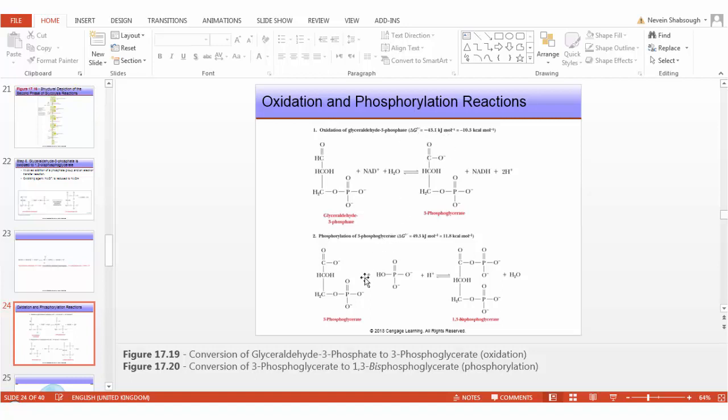And then the second step is phosphorylation of 3-phosphoglycerate, adding this to this to form 1,3-bisphosphoglycerate. So when you combine these two reactions together, you get the net reaction which you saw previously. And again, delta G naught prime can be added for the two reactions to get the final delta G naught for the whole reaction. The enzyme that catalyzes this reaction is called glyceraldehyde triphosphate dehydrogenase.